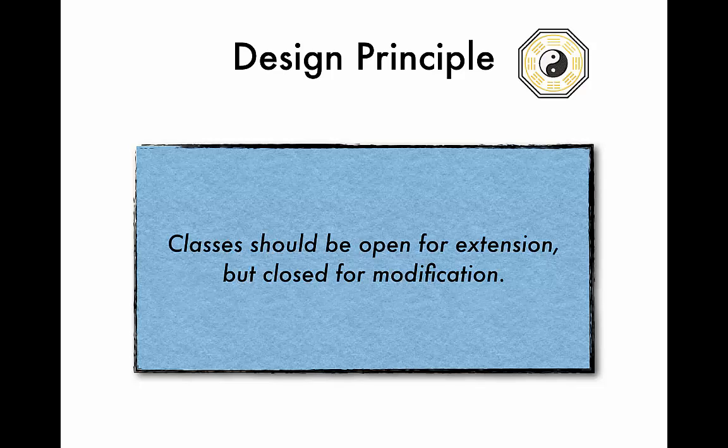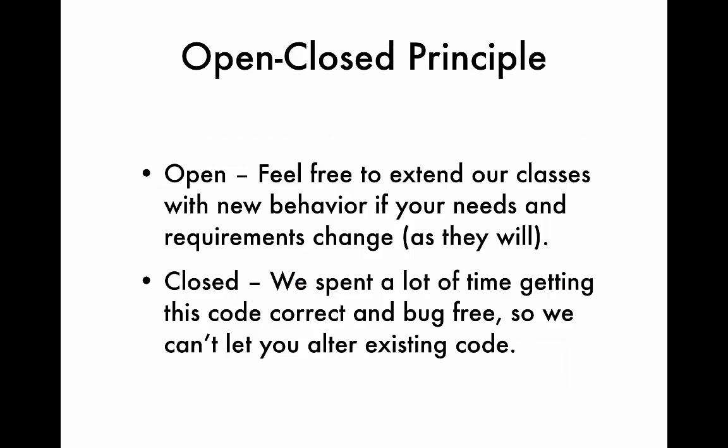It was proposed by Robert Martin in a paper on object-oriented design principles, and he called it the most important object-oriented design principle. Classes should be open for extension but closed for modification. But what does this exactly mean? Open for extension means that you should feel free to extend classes with new behavior if your needs and requirements change, as they certainly will.